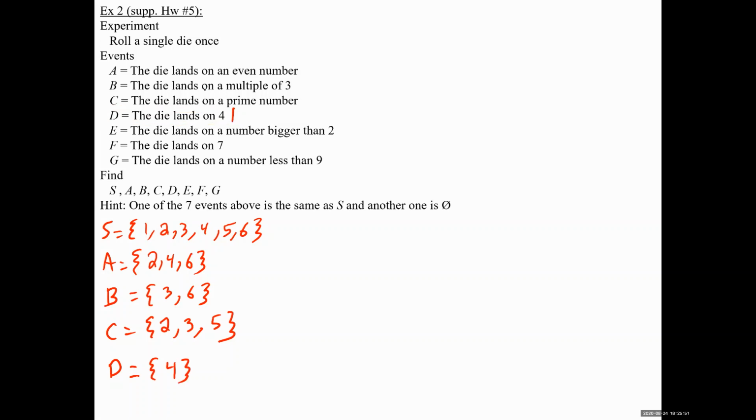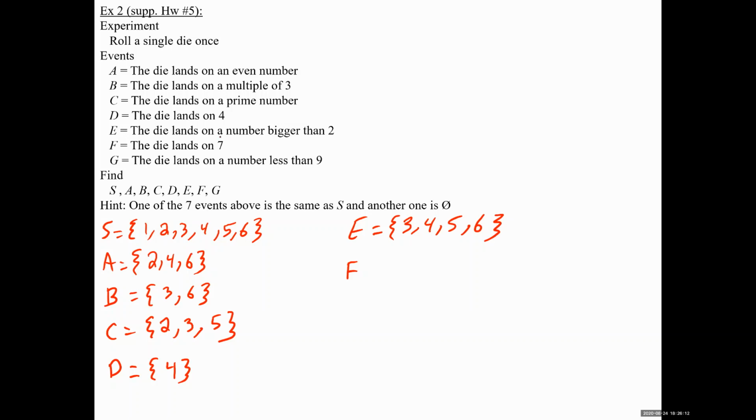Okay, let's go to E. Die lands a number bigger than 2. You have to make a list of all the numbers on the die bigger than 2. What's the list? 3, 4, 5, 6. Cool, let's go to F.